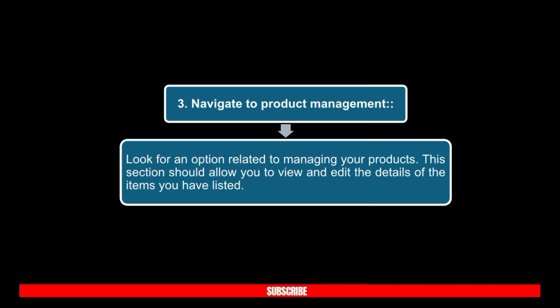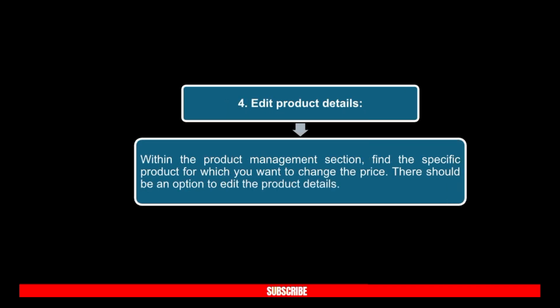Look for an option related to managing your product. This section should allow you to view and edit the details of the items you have listed. Number 4, edit product details. Within the product management section, find the specific product for which you want to change the price. There should be an option to edit the product details.